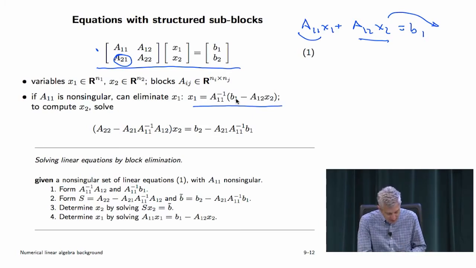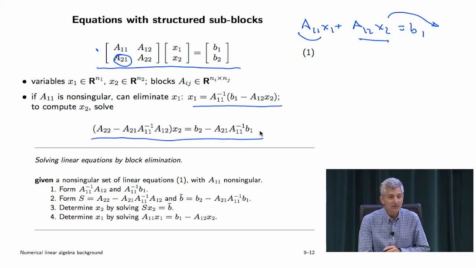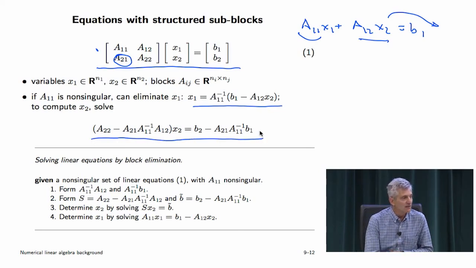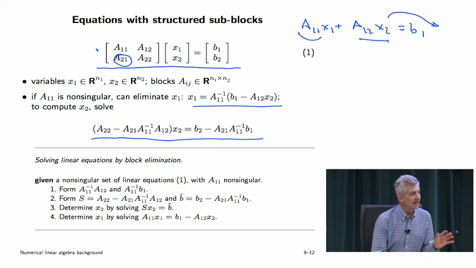So what happens is if you plug this equation into that, you get a21 times this thing plus a22 times x2 equals b2. And when the smoke clears, that's a set of equations for x2, and you get this equation right here. And you would say things like you have eliminated x1.